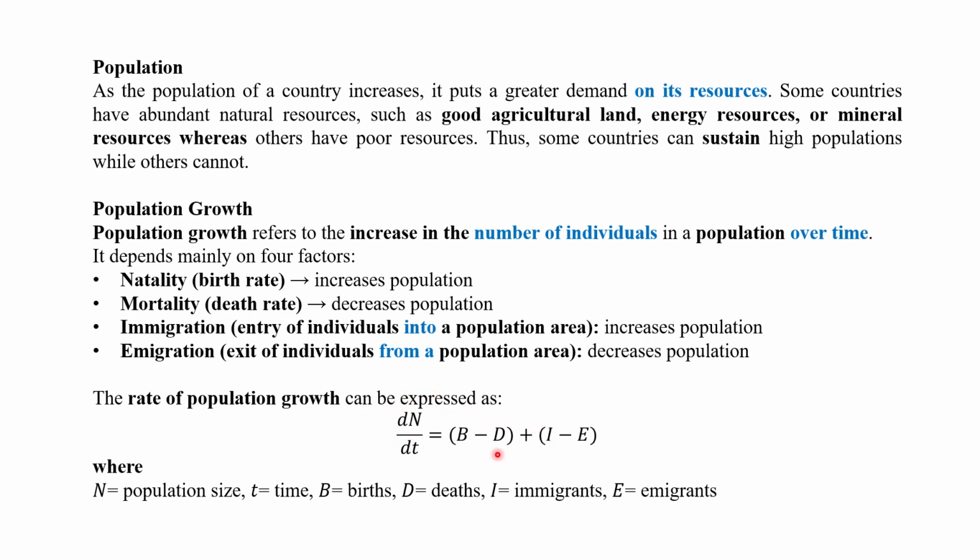dN by dt is equal to B minus D plus I minus E. So N is the population size, t is the time, B is the births, D is the deaths, I is the immigrants, and E is the emigrants.